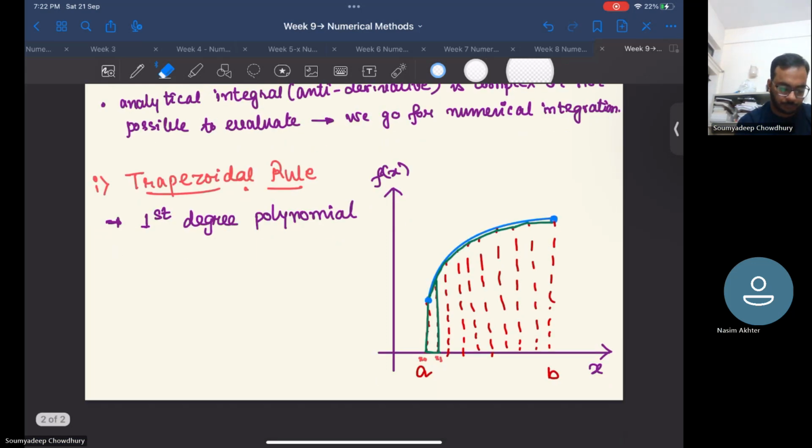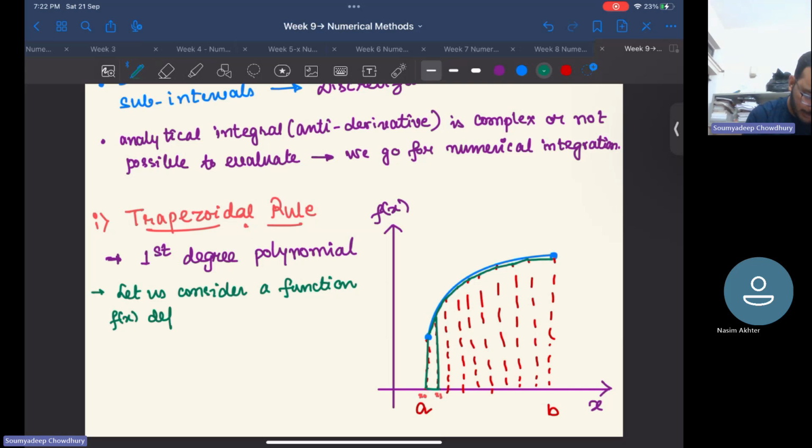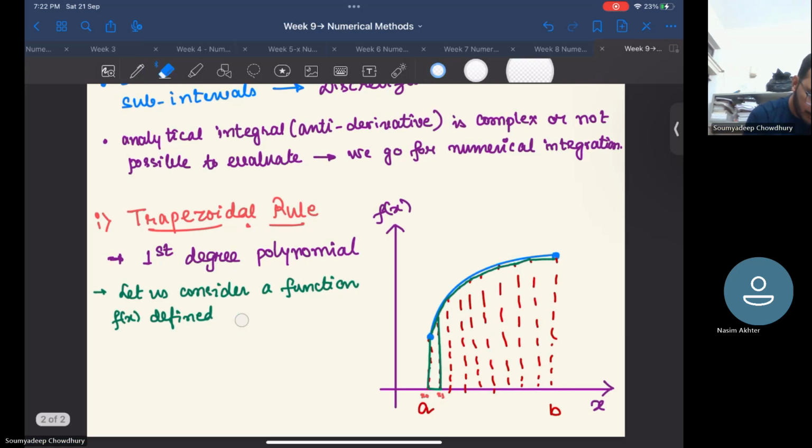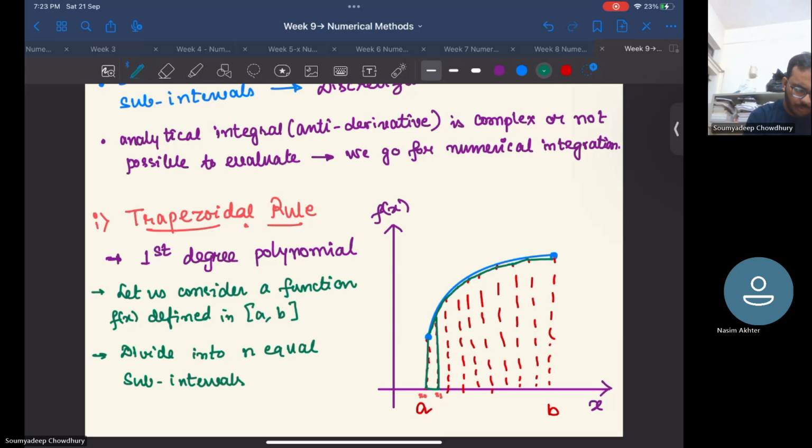So what we do here is, first let us consider a function f of x defined in the interval a comma b, and then divide it into n equal subintervals.